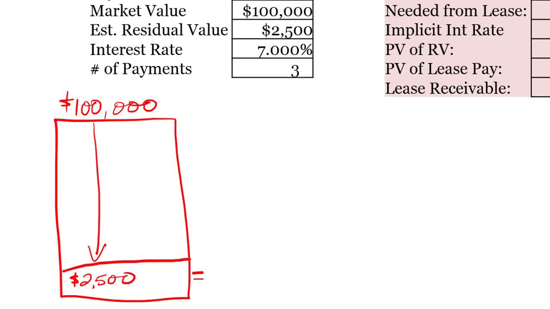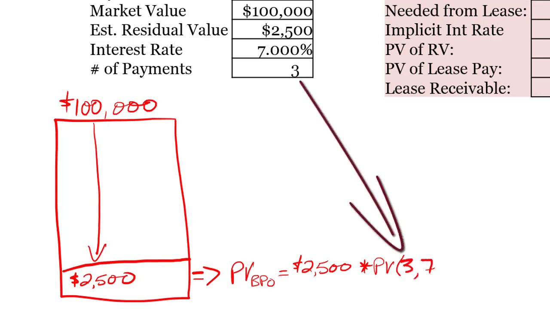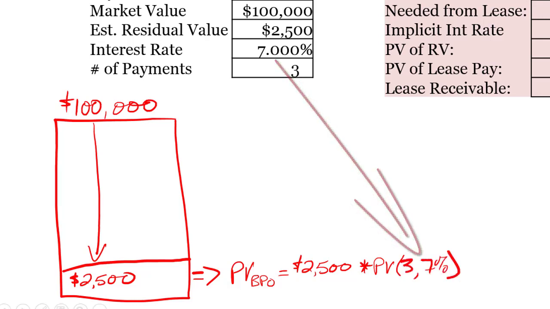So the first thing I need to do is figure out what that $2,500 is worth today. So the present value of the BPO, or the residual if you just want to call it that, will be the $2,500 times the present value factor, 3 years at 7%. And we're not going to take time in this video to look up table values. I assume most of you are using either Excel or a financial calculator. If you're not, you just go to your table, go across the 7% down to row 3, and that will give you your factor.